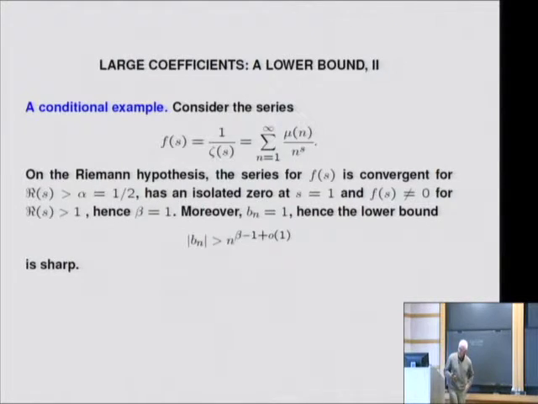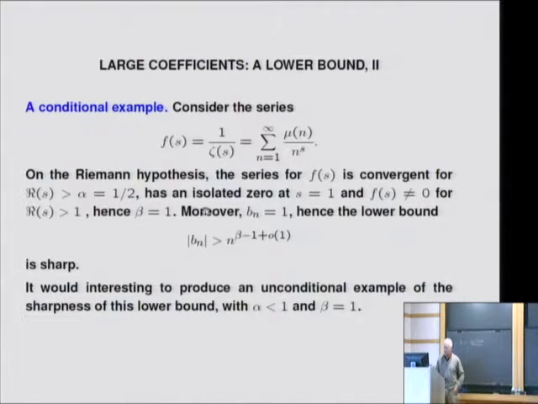By the way, this is a conditional example, and perhaps one can modify it somehow to get an unconditional one, but I've not seen it. There may be some workaround which proves that. I've not yet found a precise reference to remove the condition, but quite possibly it is in the literature. So at least I have alpha equal half, but say alpha less than 1, and find a fake Moebius function, and show that the lower bound is sharp.